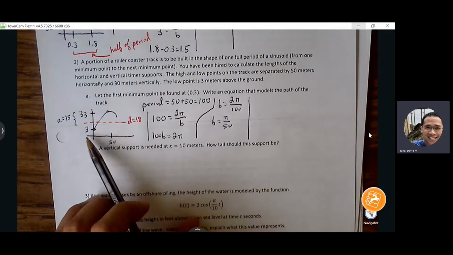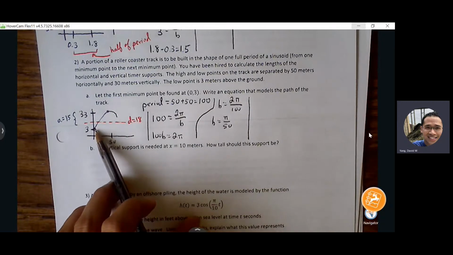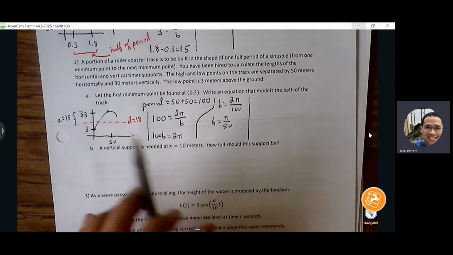I think I have everything that I need. Now this starts at the minimum, so there's no phase shift, but what do we have to be aware of if we want this to be a cosine? Good, reflected, so our A is going to be negative.